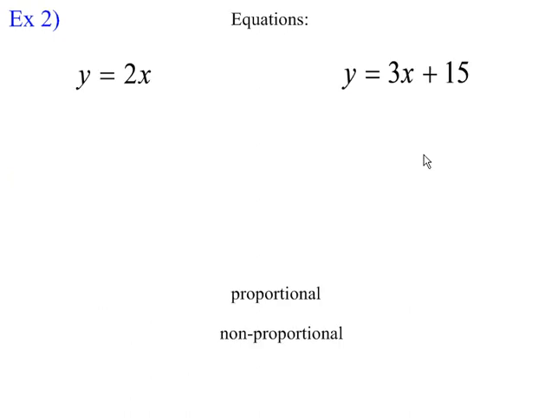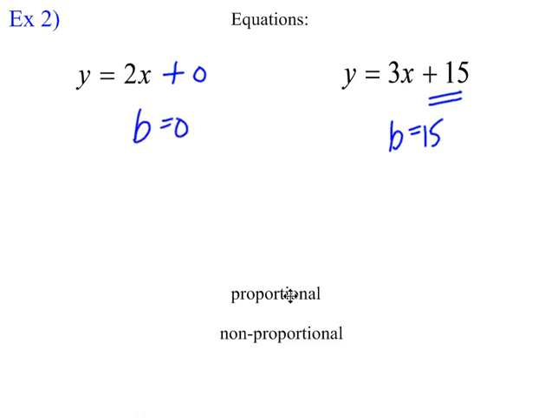Our second part of our definition deals with equations. Here we have two equations, y = 2x and y = 3x + 15. Now one of these is proportional and the other is not. The difference, as we can see, is over here on the right, it has a y-intercept of 15. On the left, there's nothing sitting out there, which means it's 0, and this has a y-intercept of 0.